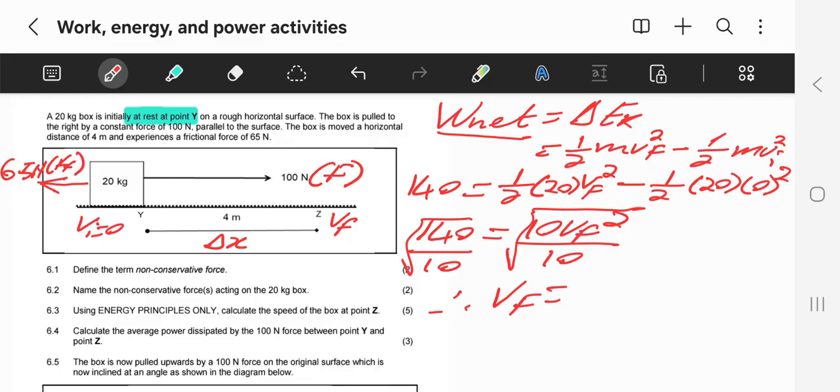140 divided by 10, which is 3.74 meters per second. So this is my speed, and this speed of mine, guys, is a scalar, so I don't have to put direction there. So this is the answer that you are supposed to have for 6.3.